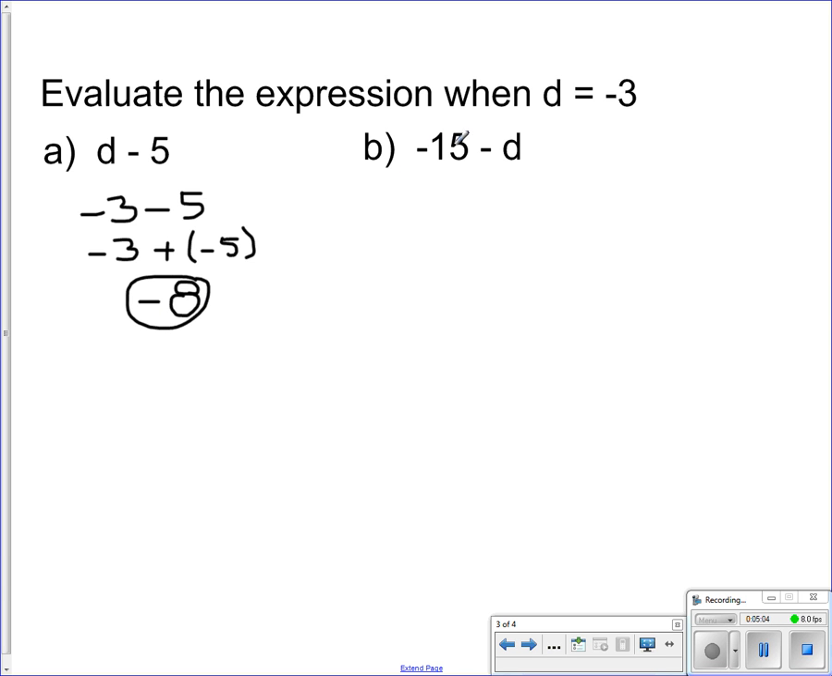Okay, let's try B here. Negative 15 minus D. First, I'm going to substitute negative 15 minus negative 3. Okay, now I have to turn my subtraction into addition. So that's going to be negative 15 plus my negative 3 now turns into a positive 3. Negative 15 plus 3, they're different signs, so I subtract them. 15 minus 3 is 12. 15 is bigger than 3. 15 is negative, so my answer is negative 12. And that's how we do evaluating. Again, evaluating is just finding the answer.